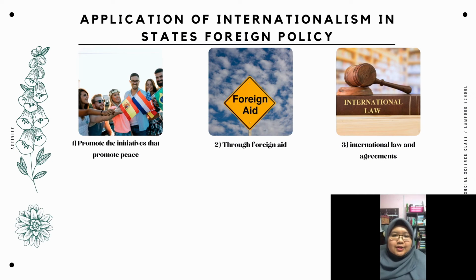Lastly, through international law and agreements. International cooperation is essential when the national interests or foreign policy goals of one country conflict with those of another. To help resolve the disputes arising from these conflicts, a body of international law has developed. International law is based on international treaties, agreements, conventions, UN resolutions, and widely accepted international practices. International law is interpreted by the UN's International Court of Justice, or World Court.